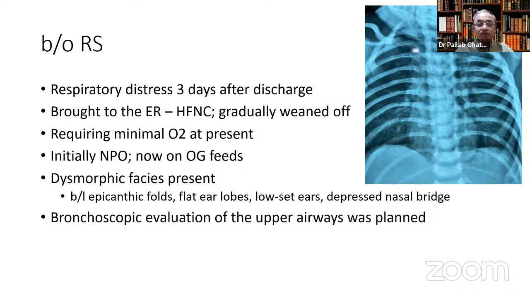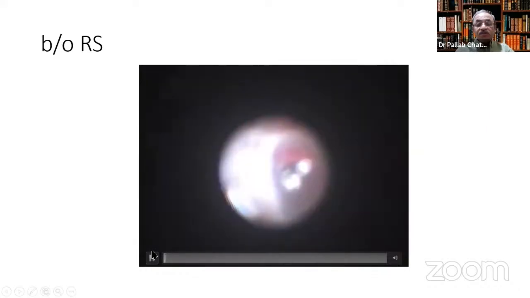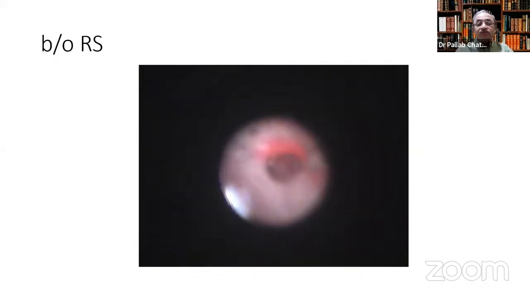This child went home. Three days back, the child again came to the ER with severe respiratory distress and was put on HFNC, then gradually weaned off, but continued to require minimal oxygen. The child has now been started on OG feeds. There were some dysmorphic features, and we planned a bronchoscopy of the airways. What was seen was a lot of secretions that this child was not able to swallow.